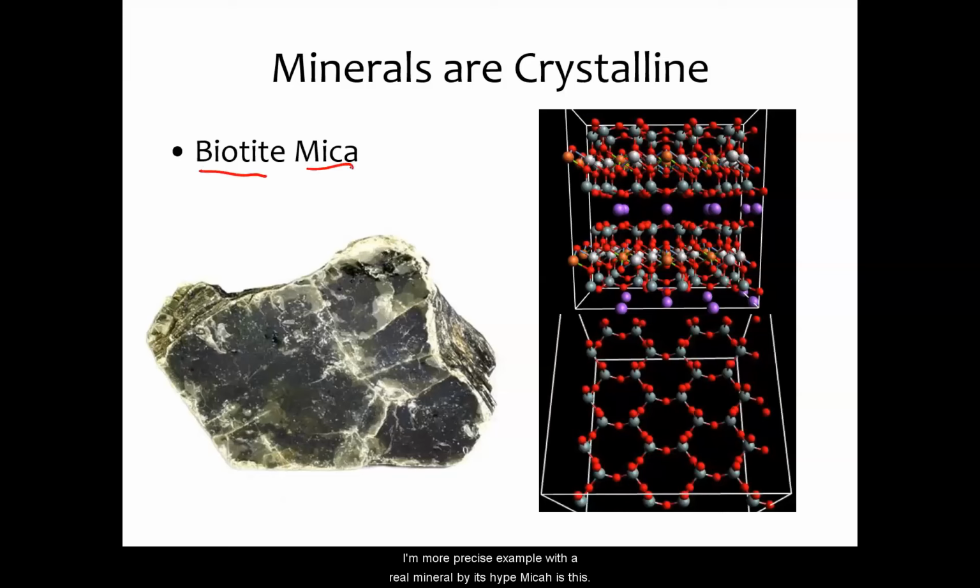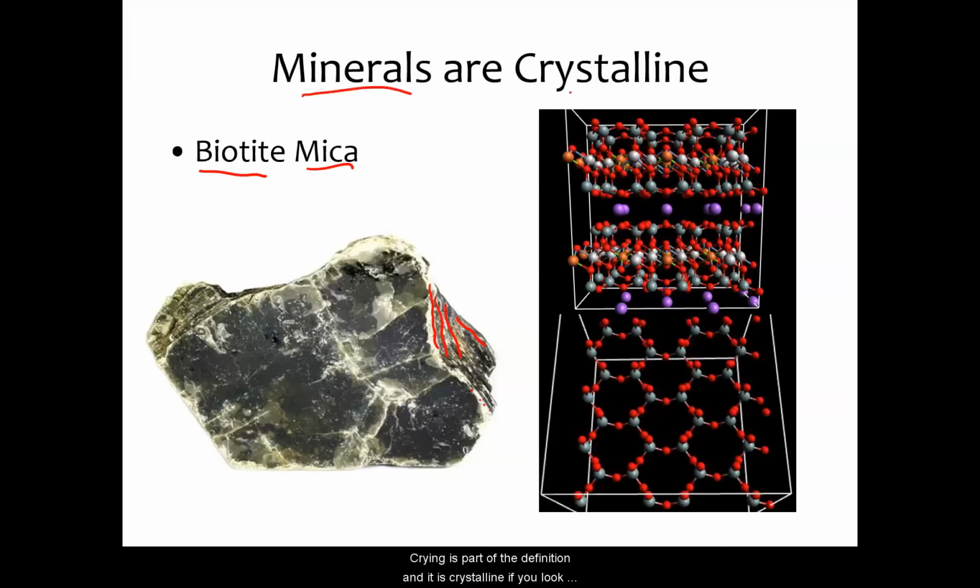Here's a more precise example with a real mineral. Biotite, mica, is this mineral down here. It's got these sort of flaky layers here. It's hard to tell in this picture, but if you took a piece of this, it would look like thin, plasticky looking sheets that you can peel off from one another. Biotite is a naturally occurring mineral. Of course, it's naturally occurring. That's part of the definition.